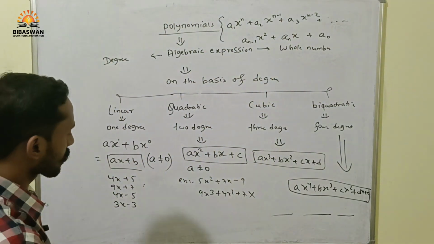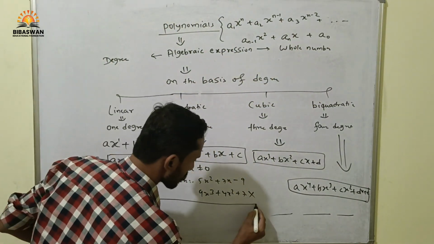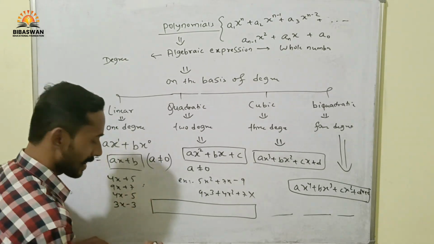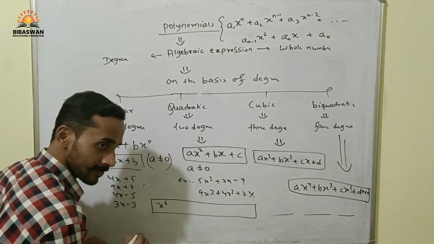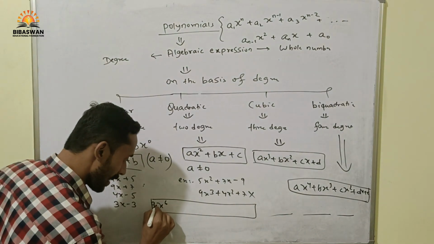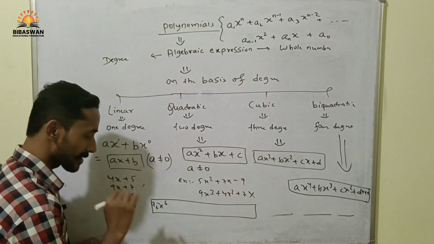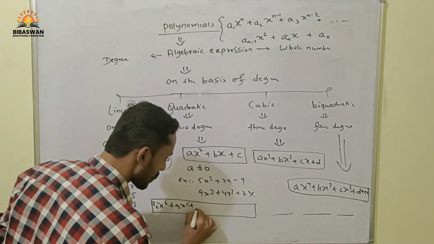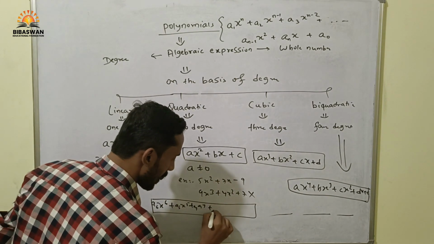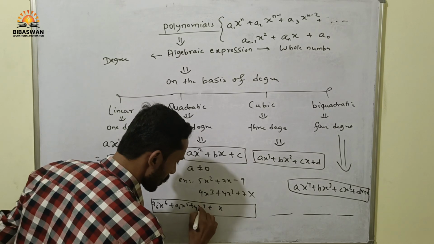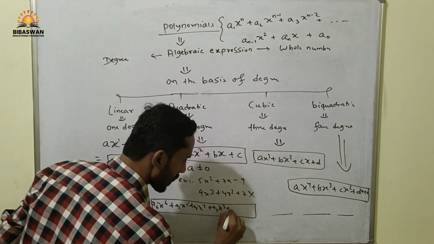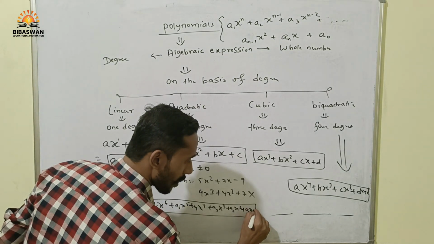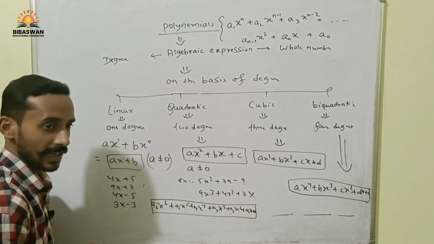Understood? So if I want to make a polynomial of degree, suppose, 6, then x to the power 6, a6. First understand it. X to the power 5, a5. X to the power 4, a4. X to the power 3, a3. X to the power 2, a2. X to the power 1, a1, and a naught.